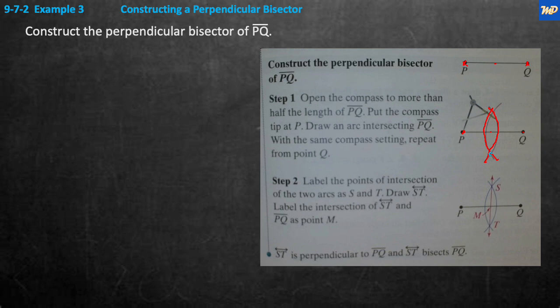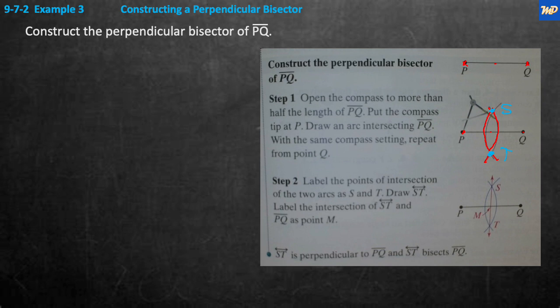So where these intersect, here and here, we're going to be able to draw a line through there, and guess where it's going to go through? It says label the points of the intersection of the two arcs as S and T. So they made this one here S, and they labeled this one down here T. That's the intersections. There's no point there, it's just the intersections.